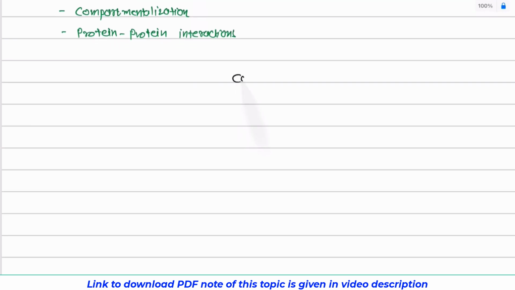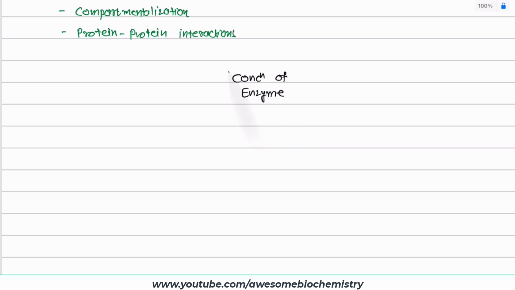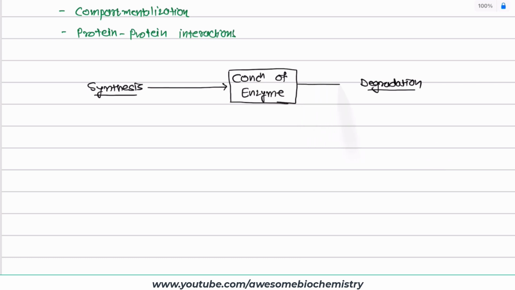See, the concentration of enzyme is dependent on two factors. One is synthesis and second one is degradation. If synthesis of enzyme occurs, then the enzyme is added into this concentration of enzyme, and if degradation occurs, then enzyme is removed from this concentration of enzyme. So if there is an increase in the synthesis, it leads to increased concentration of enzyme, and if there is a decrease in the synthesis of enzyme, it leads to decrease in the concentration of enzyme.